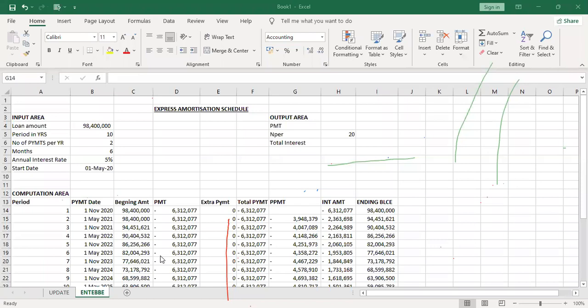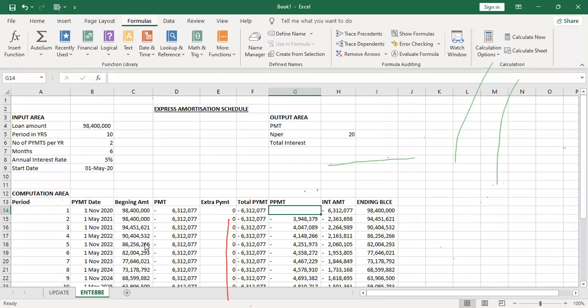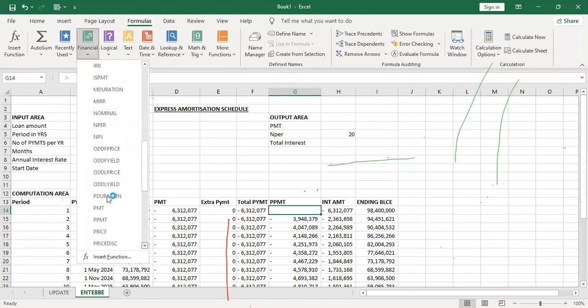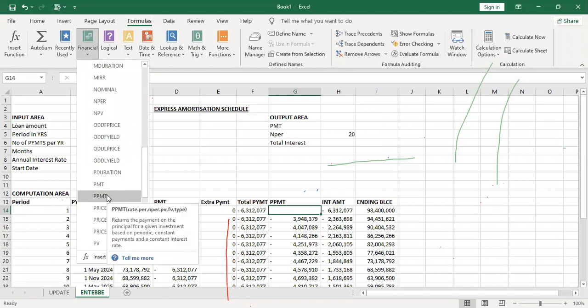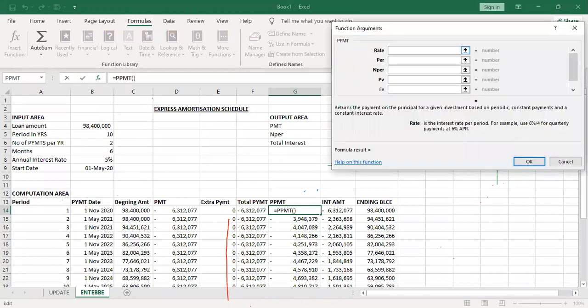So PPMT, I believe now you are there. Press the cursor below PPMT, click on formulas, financial, and then click on PPMT. Now rate, our rate is the annual interest rate, which is 5%. Click on 5%, divide by the number of payments per year, which is 2. So 5% divided by 2.